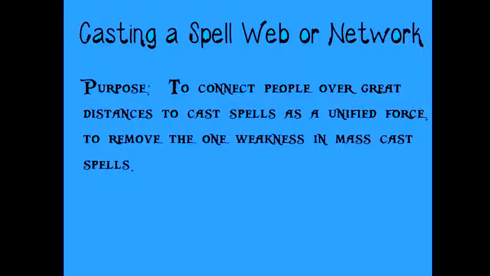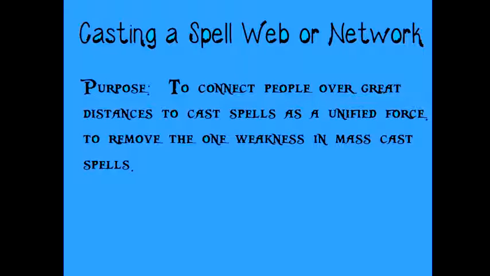And a lot of that is because it's not a unified force. So I was thinking about how to fix this problem, and one of the spell lists in my role-playing game I thought had real-world applications, and it was called Spell Webs. This was meant to connect wizards from great distances so that they can cast their magic against a common enemy to achieve a common goal.